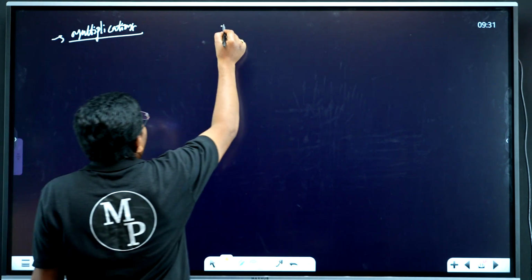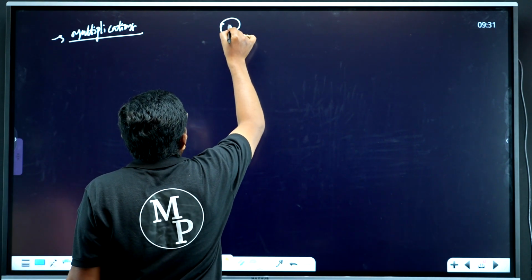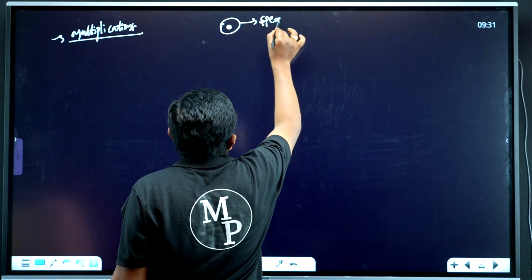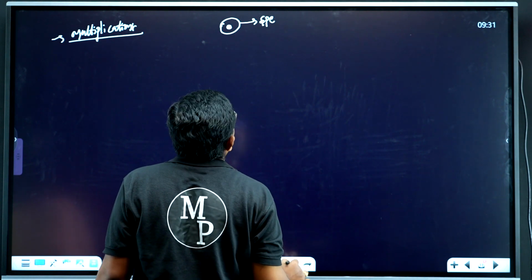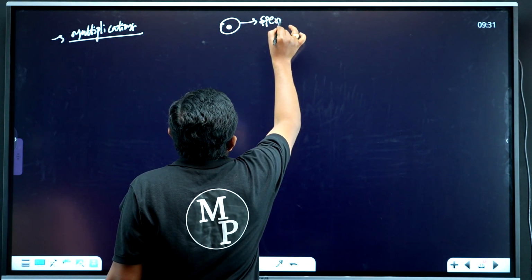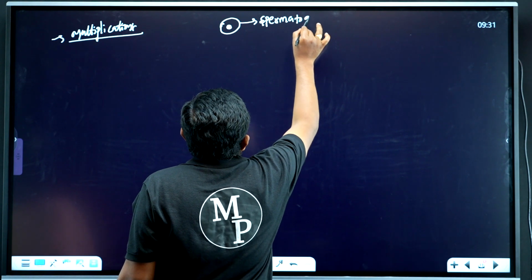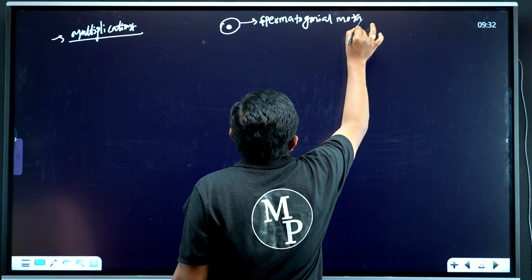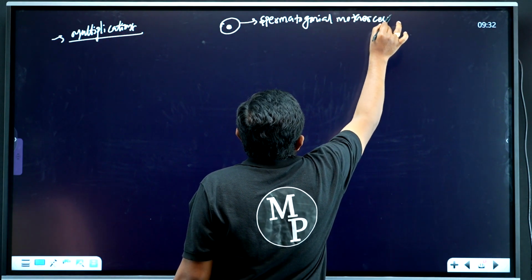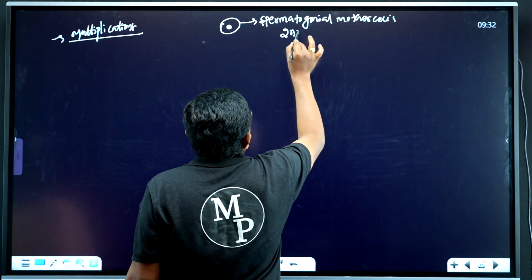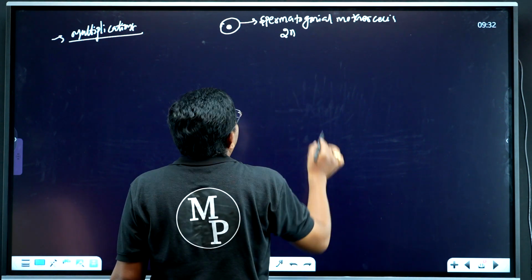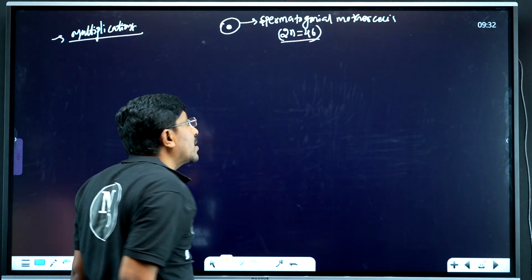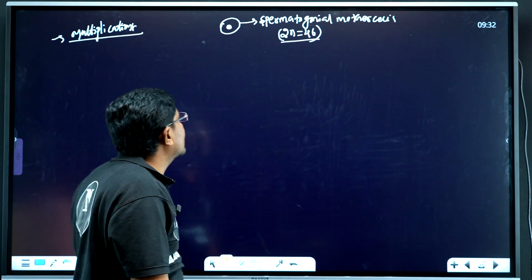See, it is the spermatogonial mother cell. These spermatogonial mother cells are present in diploid condition. Diploid condition means 46 chromosomes are present in them.